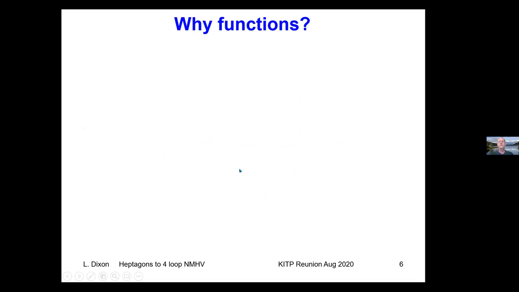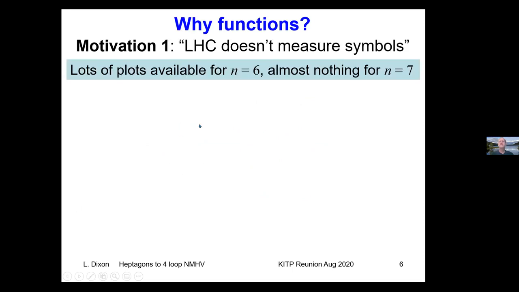So why should we go from symbols to functions? Well, one motivation is that the LHC, which was some of the origin of all the motivation for doing this work in a different theory, QCD, doesn't measure symbols. It measures functions. You have to evaluate things to numbers. It's not good enough to give the symbol.